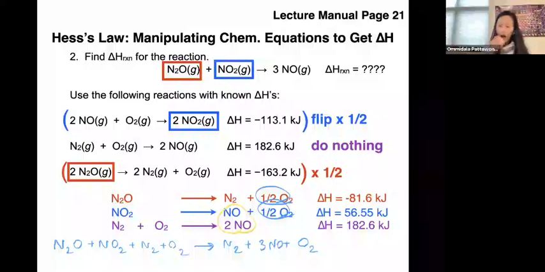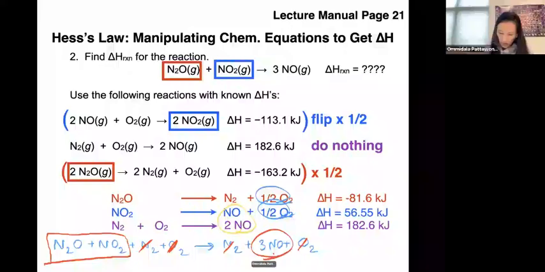Now any species that appear on both sides of the equation, you can cancel those. So in this case, you are going to cancel oxygen that appears on both sides, and you're going to cancel nitrogen that appears on both sides. Eventually, you are going to get N2O plus NO2 become 3NO, which is exactly what we have here.